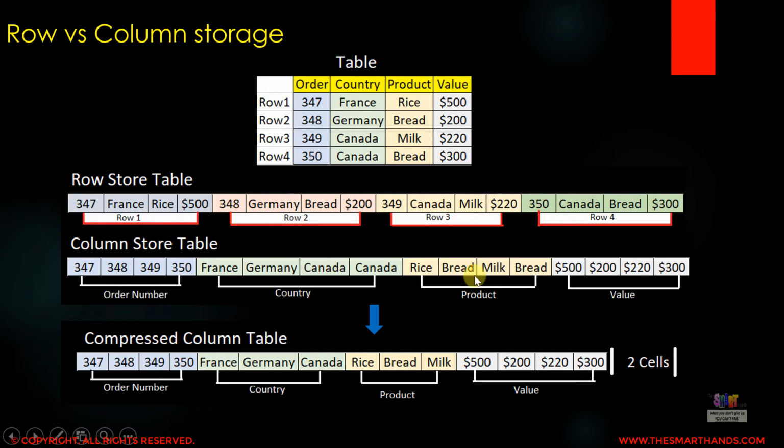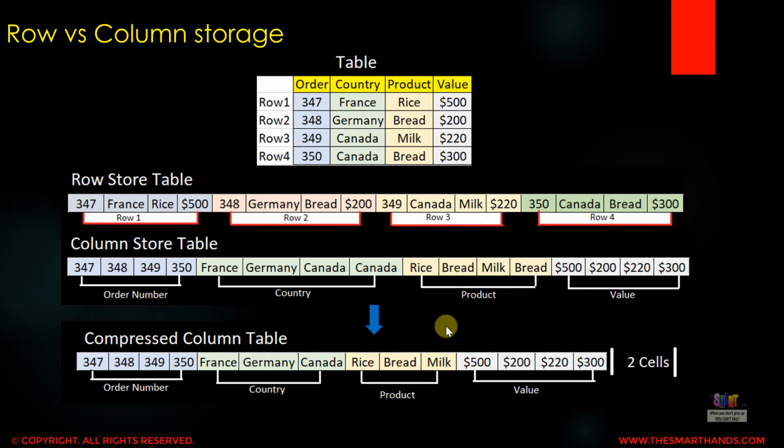Same with the product. With the product there were 2 breads, so the duplicate bread will be removed, and the system will keep only 1. So the rice, bread, and milk will be there, and the last bread will be gone. In the same way, if there's any duplication, or an entry appearing more than once, the system will remove it. By removing this, the system has saved 2 cells. On the right hand side you can notice that the system has saved 2 cells. So these 2 cells are blank, there's no data here. That means the system has saved some space.